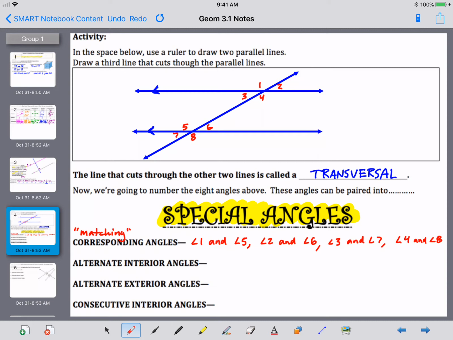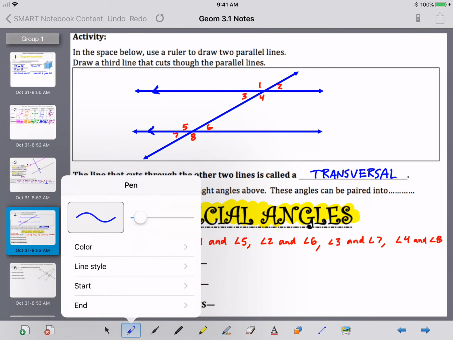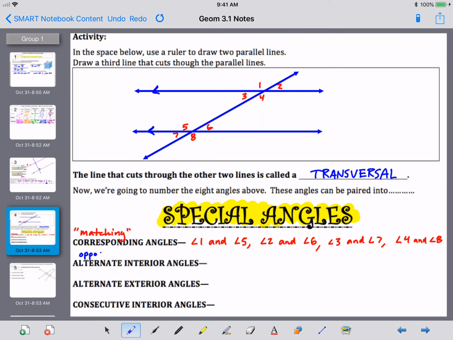All right, alternate interior angles are opposite inside angles. So, for example, 3 and 6 are inside the parallel lines and they're on opposite sides of the transversal. So we could use angle 3 and angle 6. The other option, 4 is also inside and 4 is opposite to 5. So we could say angle 4 and 5 are alternate interior angles.